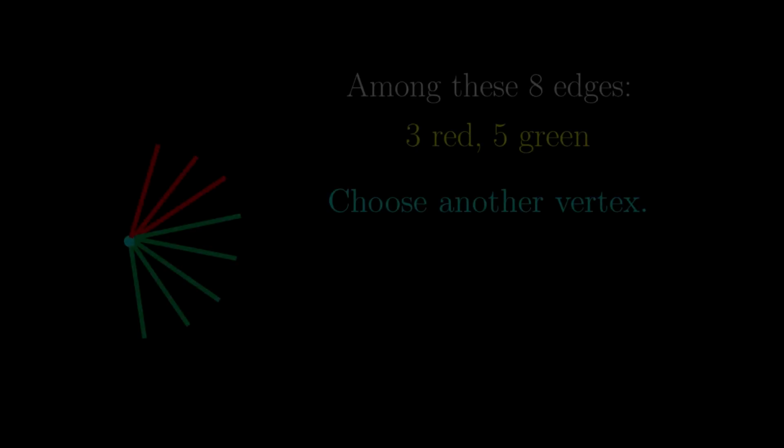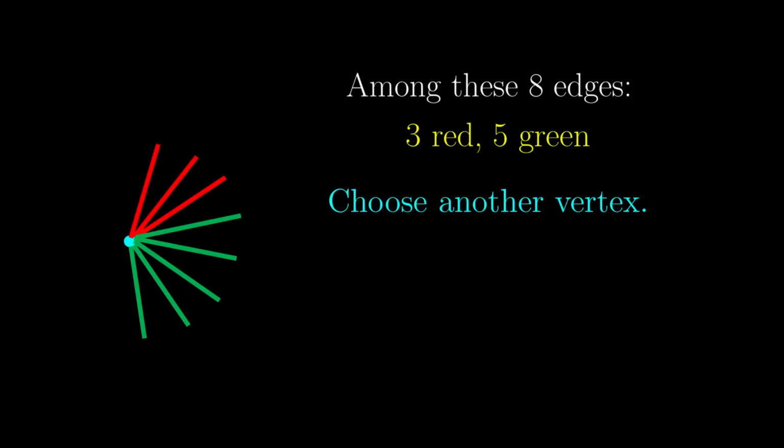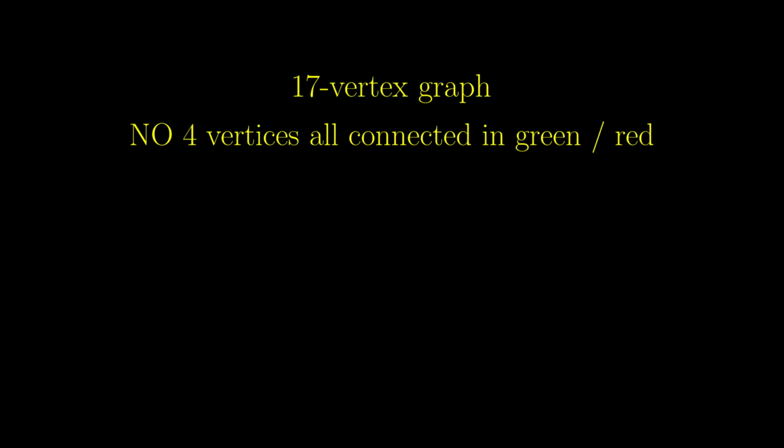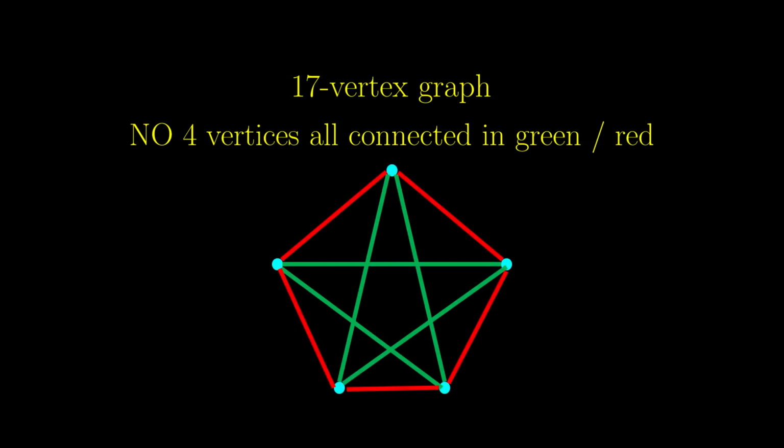In the first video of this trilogy about Ramsey numbers, we use a very sneaky trick of proving that all 18 vertex graphs work to guarantee 4 vertices all connected in red or green. So our task today is to construct a 17 vertex graph where no 4 vertices are all connected in green or red. The counterexample for our 3-3 looks very symmetric, and this counterexample should be pretty symmetric as well.